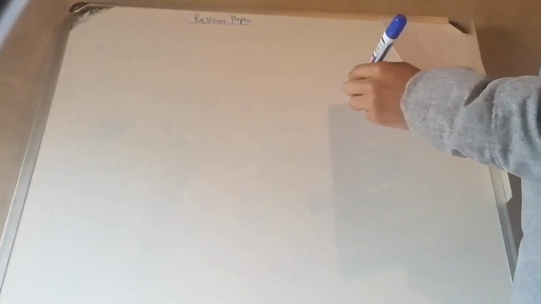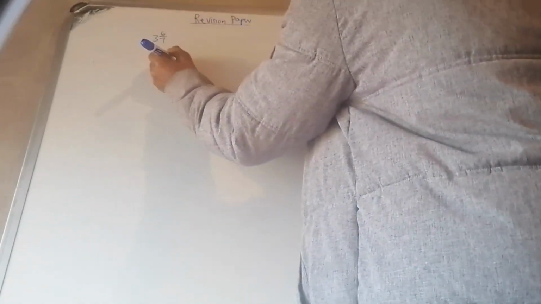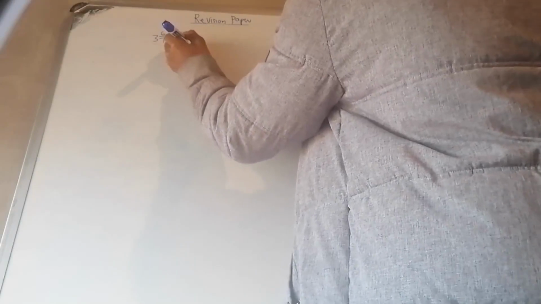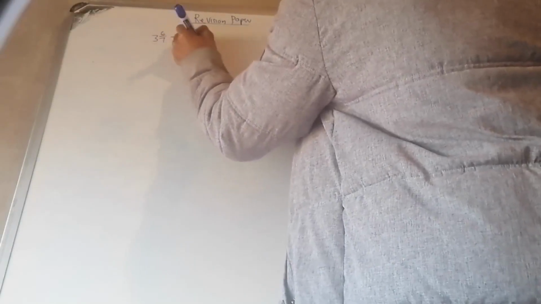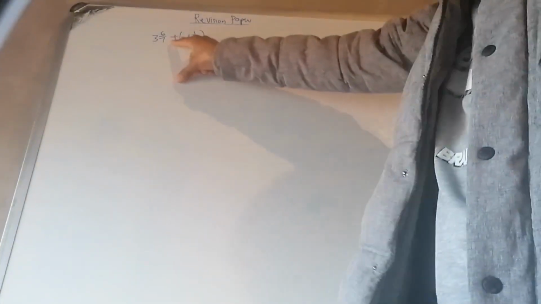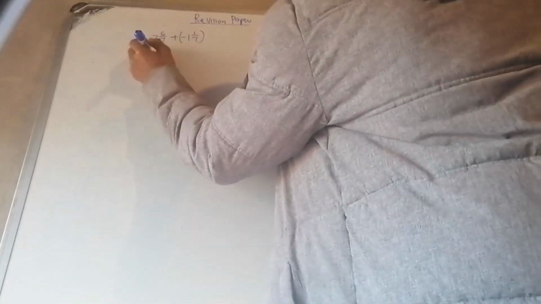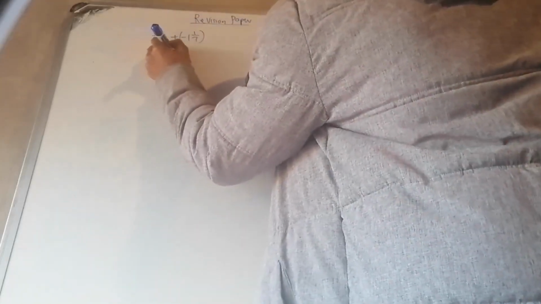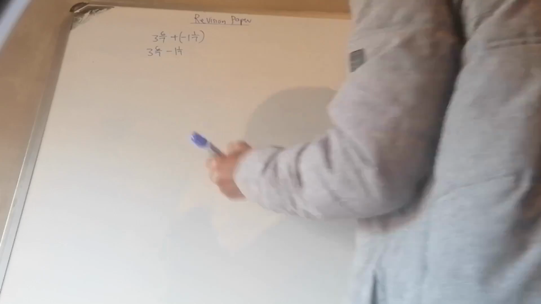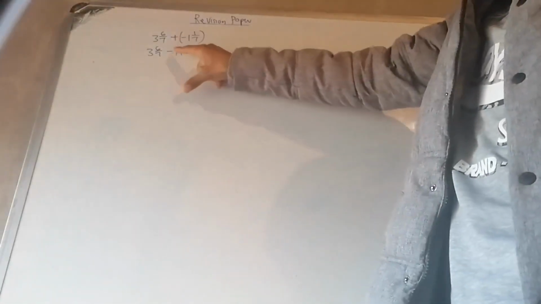Simplify 3 6/7 plus negative 1 1/7. Positive times negative, so you are doing 3 6/7 minus 1 1/7, because a positive times a negative gives a negative.